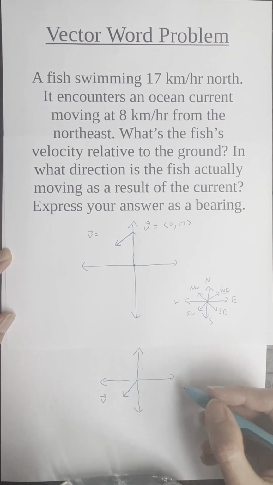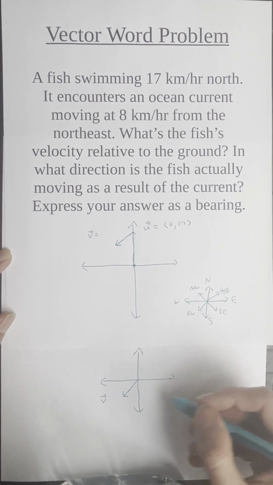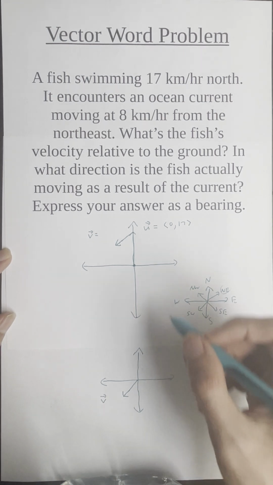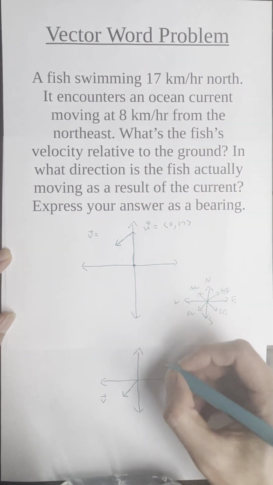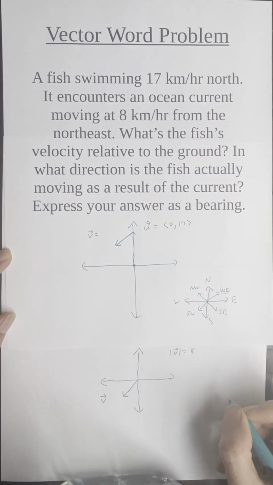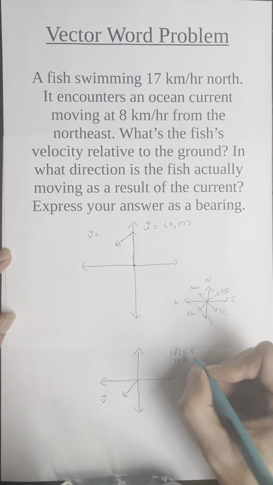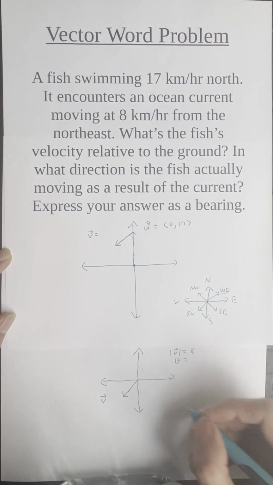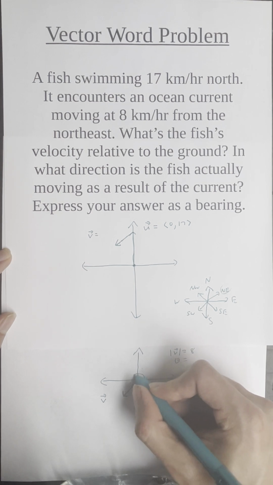Okay, so to find the components, you need to find both. Let's start by finding the magnitude, because they gave it to us. Okay. Now, what's theta going to be? How many degrees do we need to rotate counterclockwise?